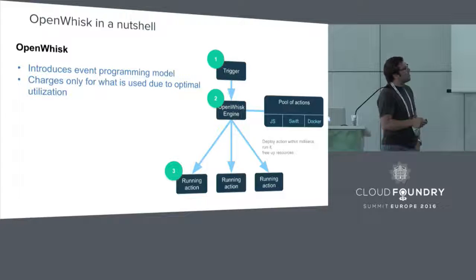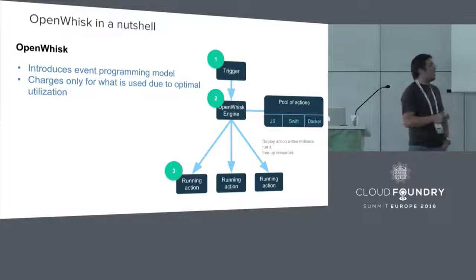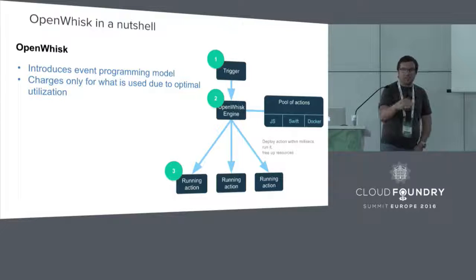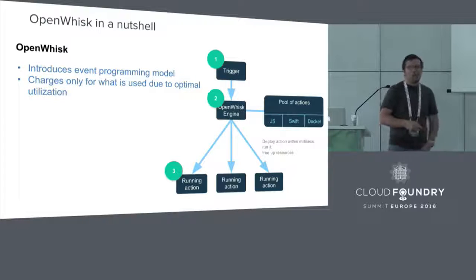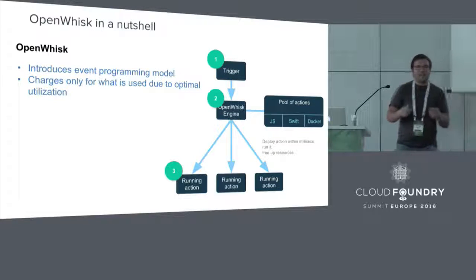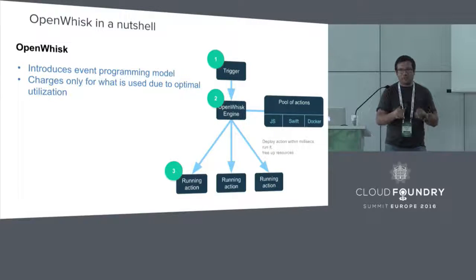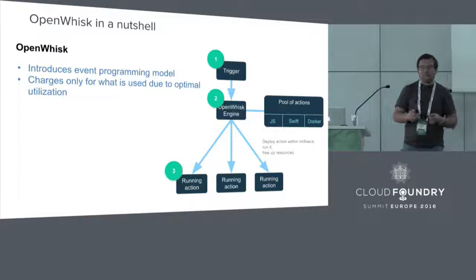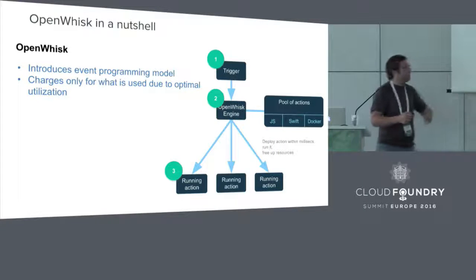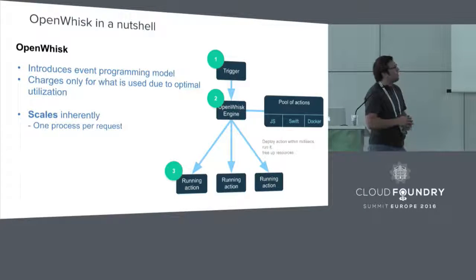Because what we do is we are able to deploy these little actions very quickly, in milliseconds. We run it, and we take the response and send it back, and then we free up resources again. And that means there is nothing idling around anymore. We have 100% utilization. And we have a real event programming model because that trigger is telling that something has changed, right? We are not polling anymore.